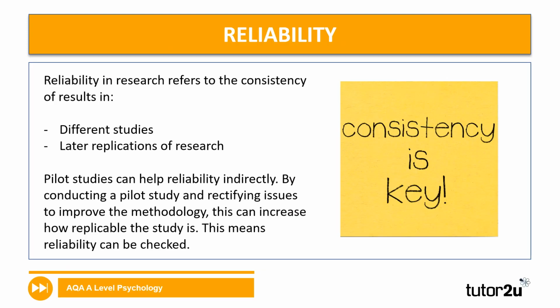Okay, let's talk about two very important concepts. We're going to start with reliability. Now, reliability, and I get it mixed up with validity, a lot of students do that, is all about the consistency of the research. So that could refer to the consistency of my results. So I conduct a study, a later replication of my study gets the same results. That implies that my research is reliable.